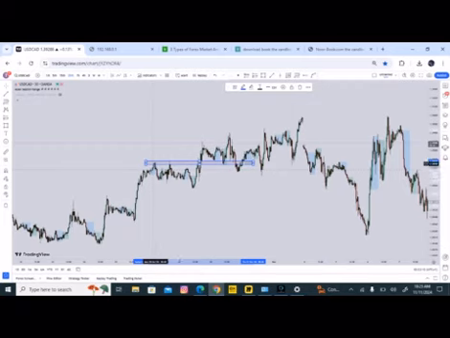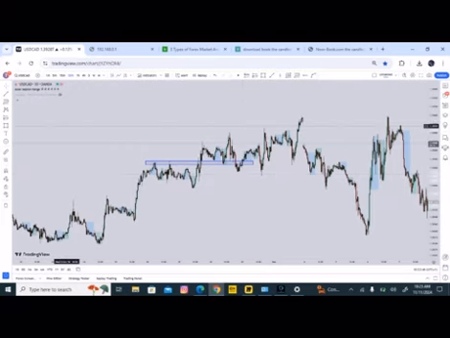As you can see, price came to this level, came down, and came back to this level, failing to break above, right? So it's a strong level. Price is failing to break through, so now you can call this a resistance level. Now price has broken that level. As price broke that level, it's now a support level.